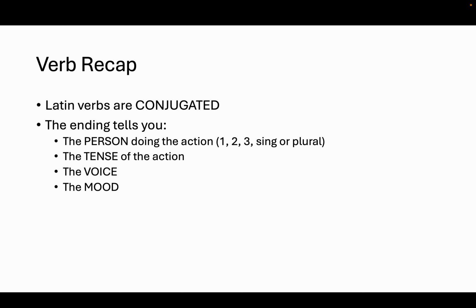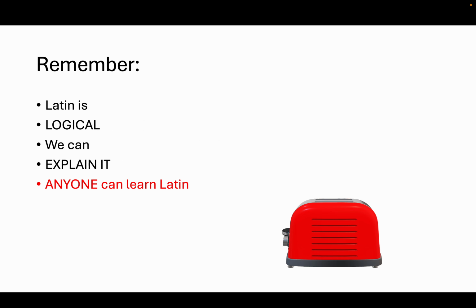So let's recap. We remember from last time that Latin verbs are conjugated. The ending tells you the person doing the action, first, second, third, singular or plural, the tense of the action, the voice, so voice is active or passive, and the mood, which is indicative, imperative or subjunctive. Before we start, as always, we remember that Latin is logical, so we can explain it, and anyone can learn Latin.